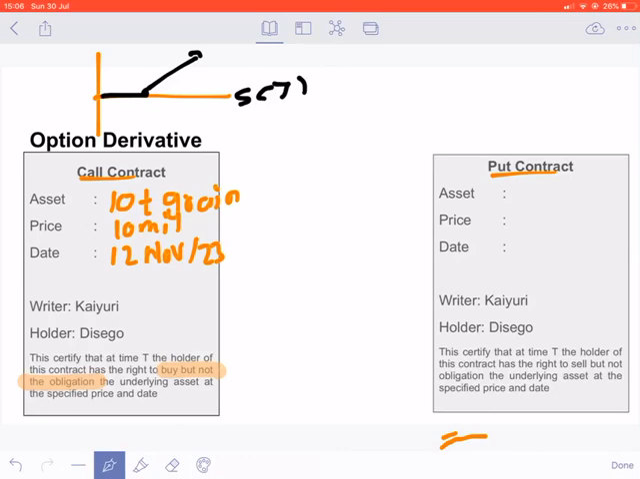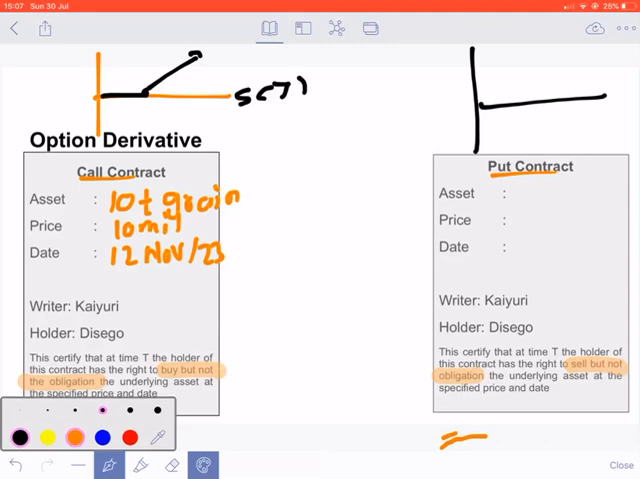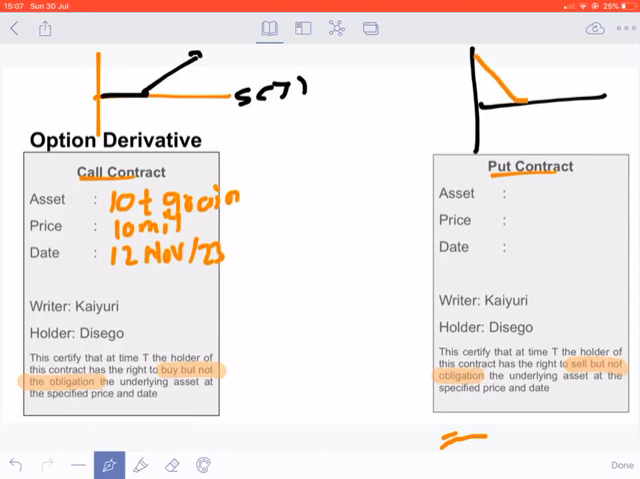And then on the other side, we also have a put contract. A put contract gives the holder the right to sell, but not the obligation. It is your right. You can only sell if it benefits you. So the payoff is going to look something like this. I'm going to change color. It's going to look something like this, right?